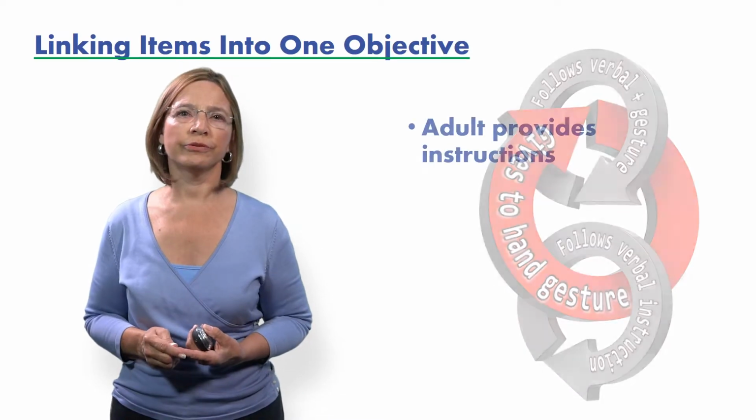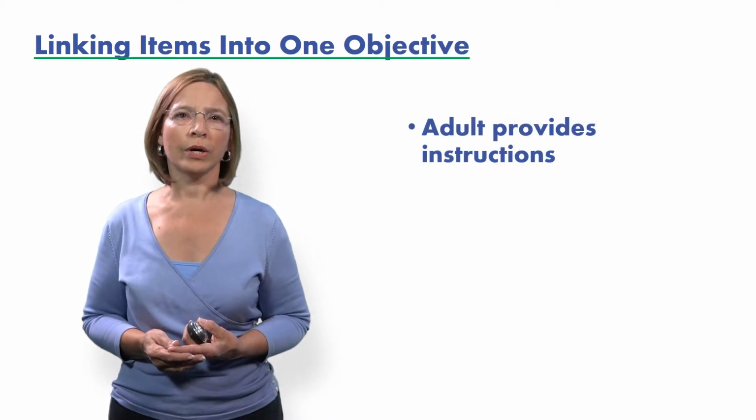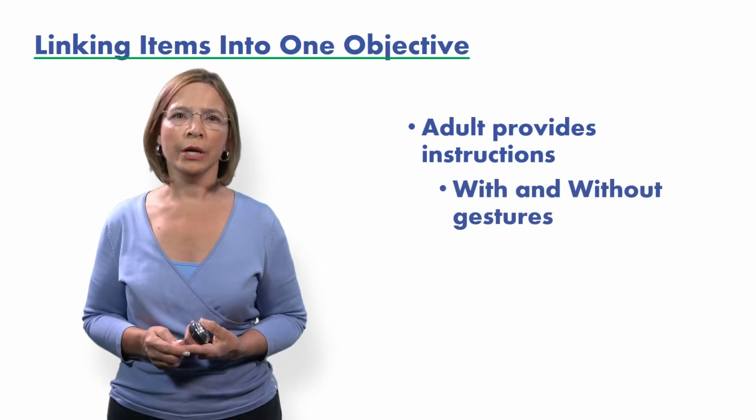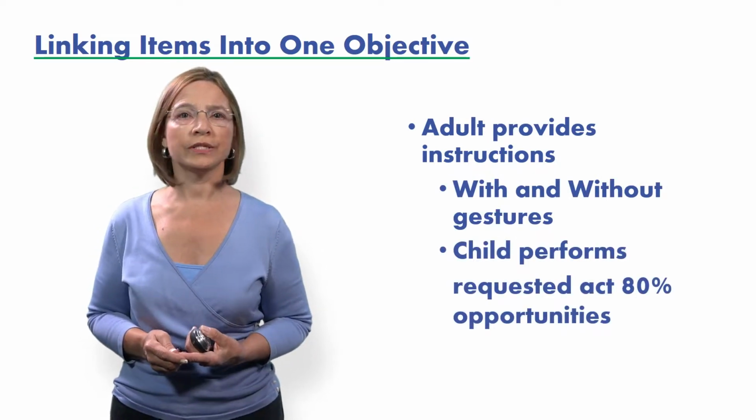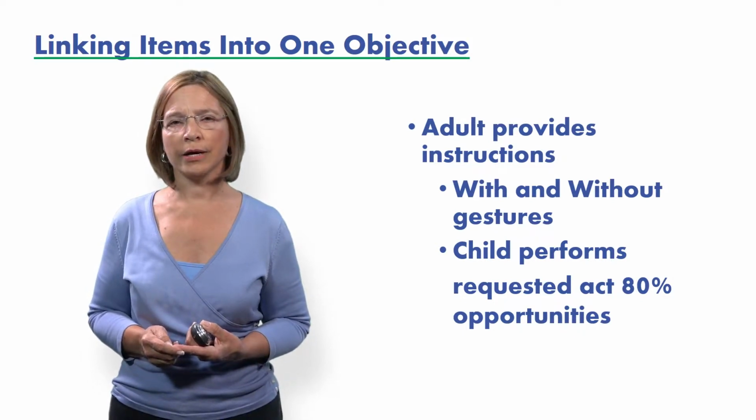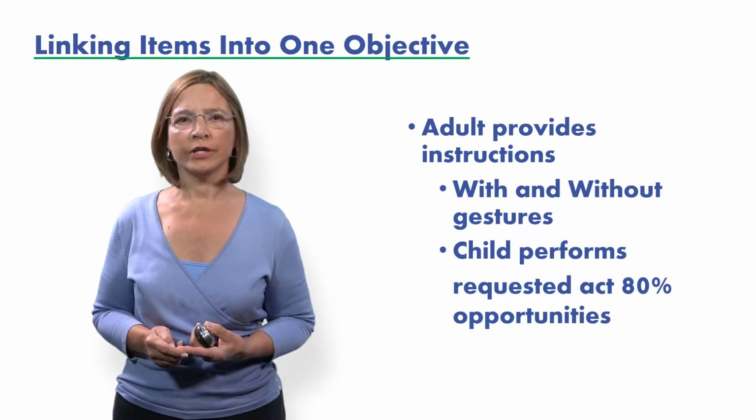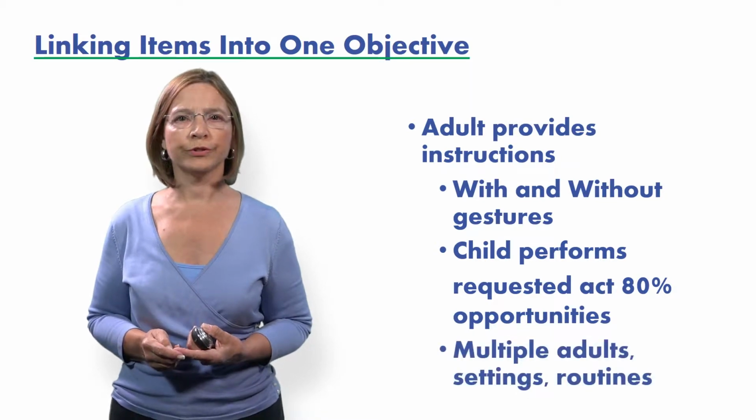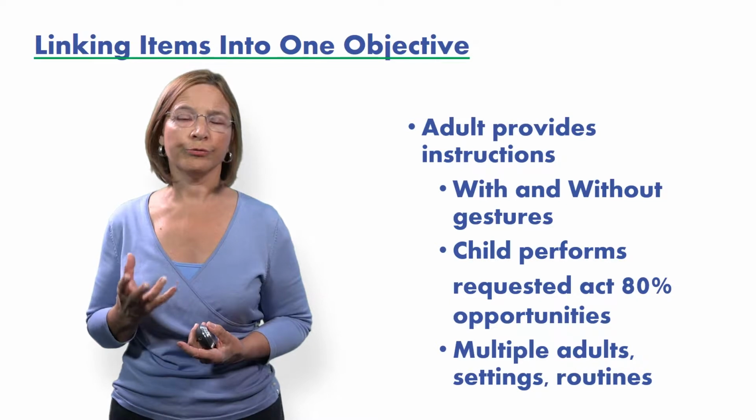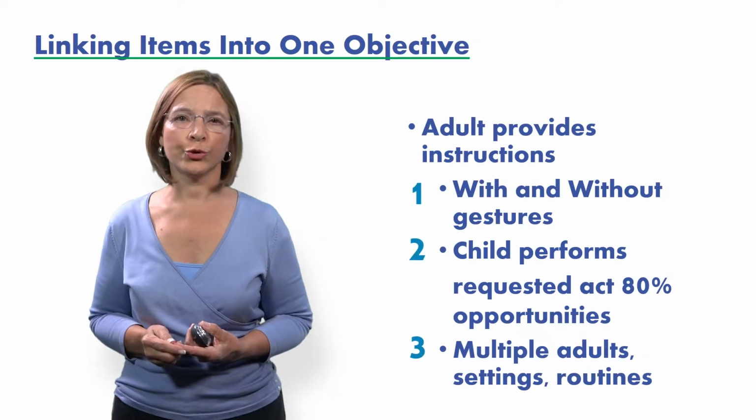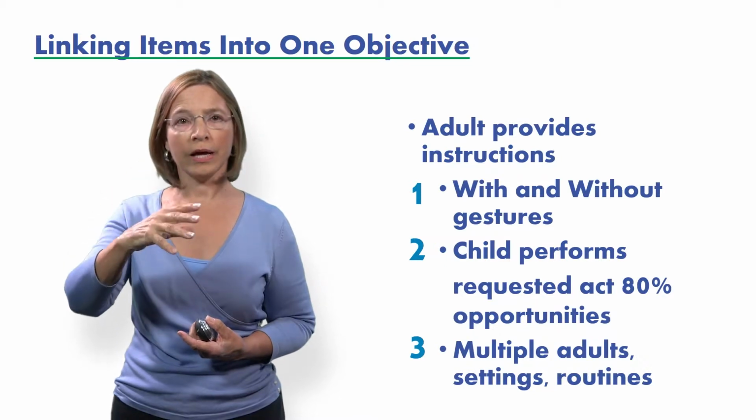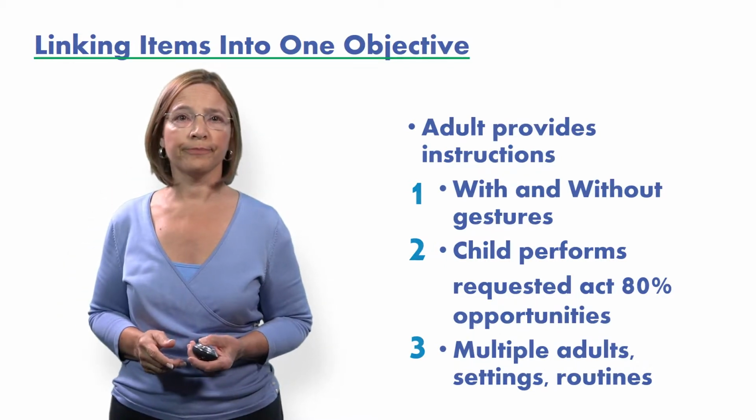Here's the objective. When an adult provides one of 5 verbal instructions, either with or without a gesture, the child will perform the requested action, like giving, looking, standing up, sitting down, or cleaning up, 80% of opportunities with multiple adults in multiple settings and routines. So you see there are 3 different items that are being joined in one objective, and that's really moving through a lot of space in that curriculum.